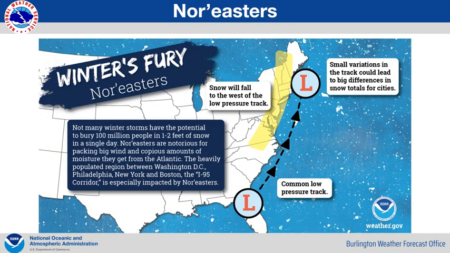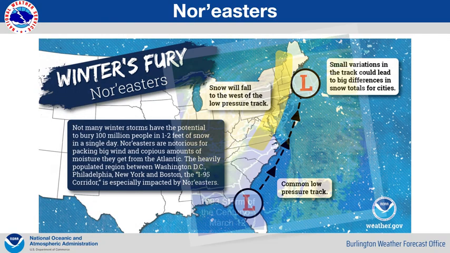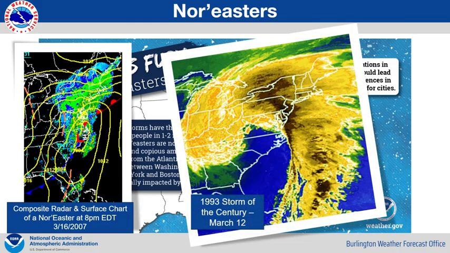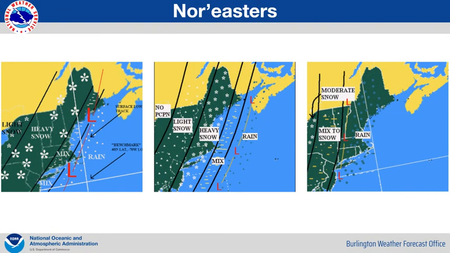Nor'easters are low pressure systems that track along the east coast of the United States and produce heavy precipitation and strong winds, typically out of the northeast, hence its name. An example of a nor'easter is shown in the radar and surface chart on the left. They also tend to track along a major commuting corridor in I-95, so the exact path of these powerful storms can make a world of difference with regards to impacts.